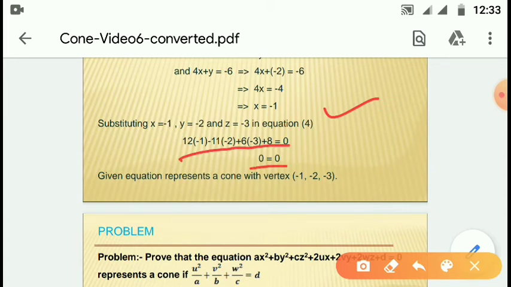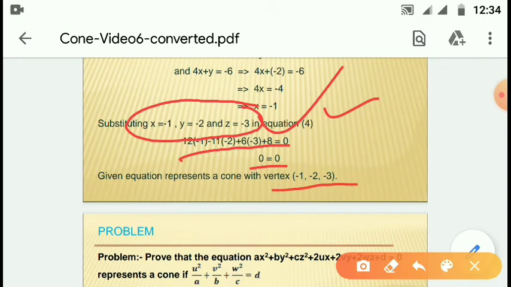So what does it mean? This means the fourth equation is satisfied by the values obtained from the first three equations, and hence we can say that the four equations are consistent. When the four equations are consistent, we can say that the given non-homogeneous equation represents a cone, and also that the vertex of the cone is minus 1, minus 2, minus 3.